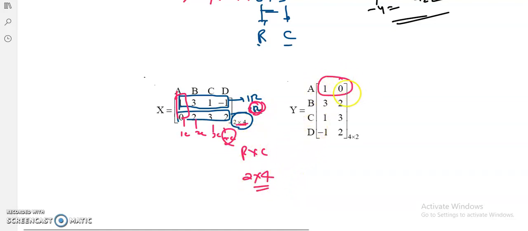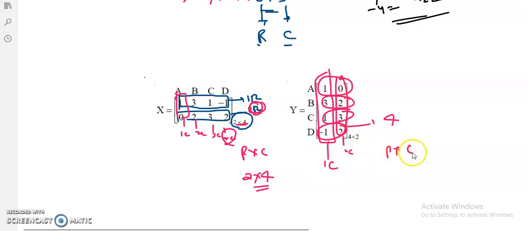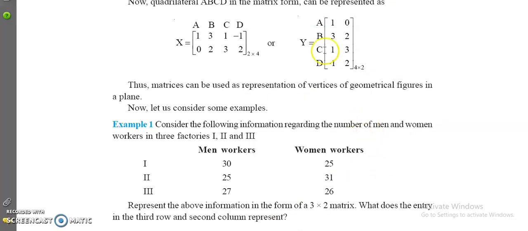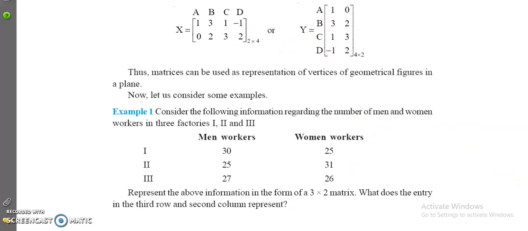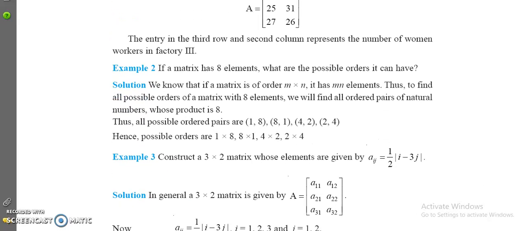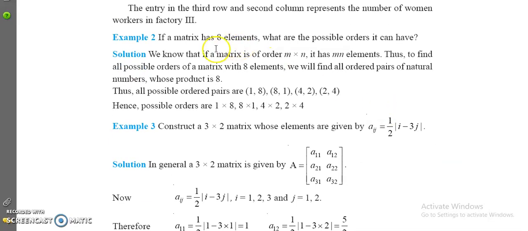And here also, first row, second row, third row, and fourth row. So 4 rows are there. And how many columns are there? It is the first column, and it is the second column. So order must be row by column. So rows are 4 and columns are 2. So the order of this matrix is 4 by 2. So like that you can find out the order of the given matrices. So these are the different examples given here. And like that, here one more example is there.